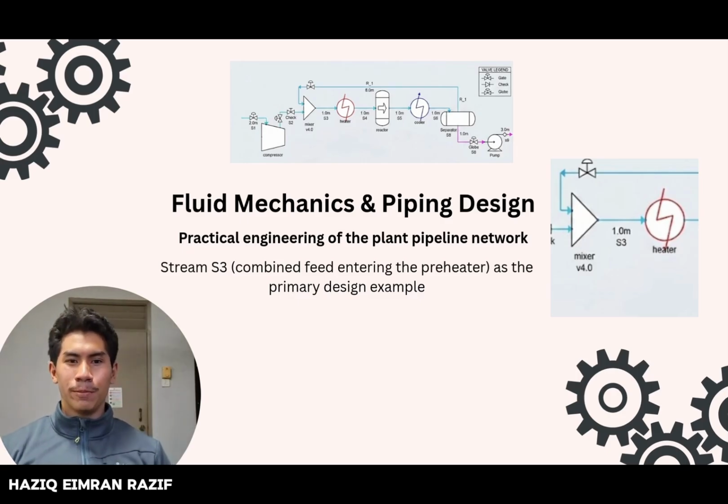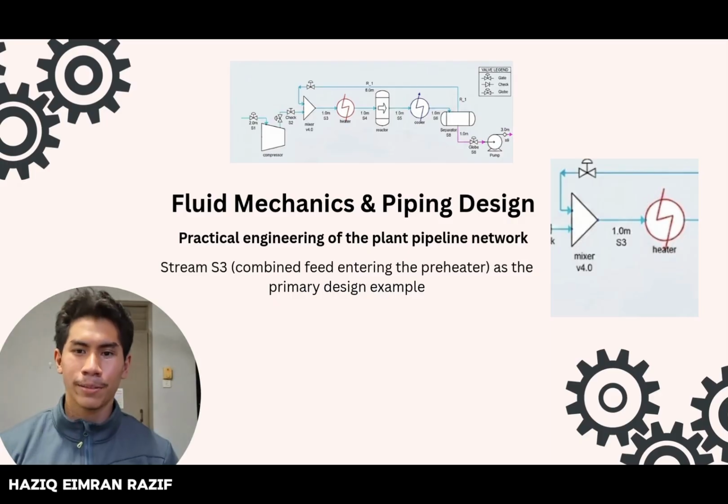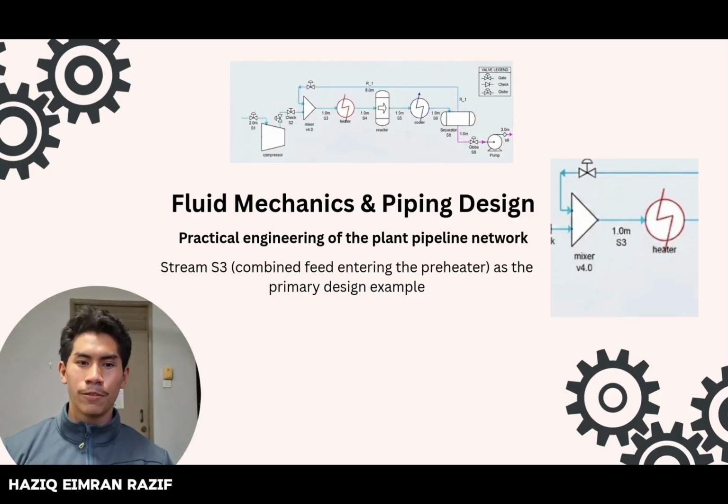Moving directly into Chapter 3.1, our focus shifts to the practical engineering of fluid mechanics and piping design for our ammonia production plant. Our primary objective here is to ensure the safe, reliable, and efficient transport of high-pressure process fluid across our pipeline network, with the S3 stream serving as our main design example.